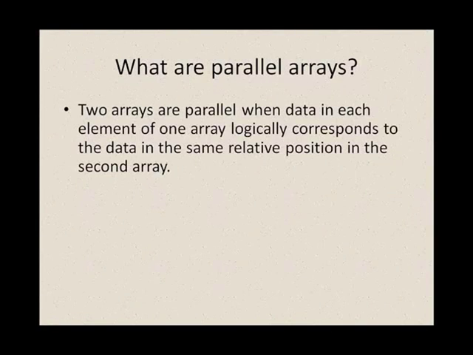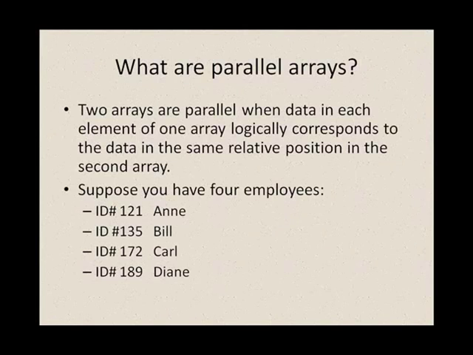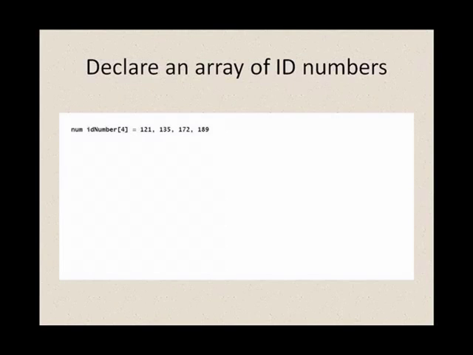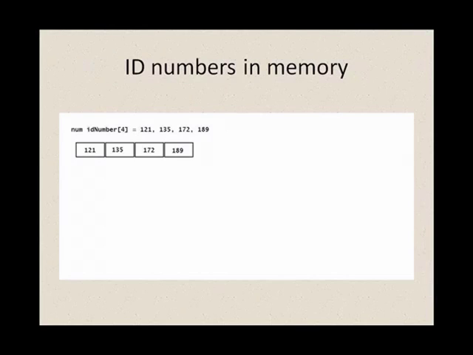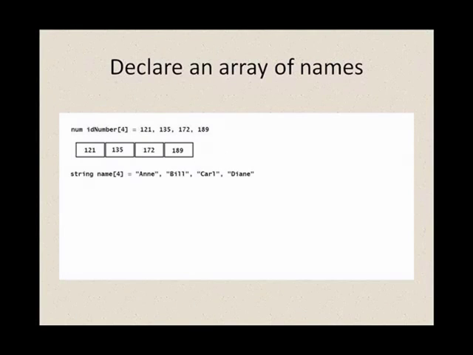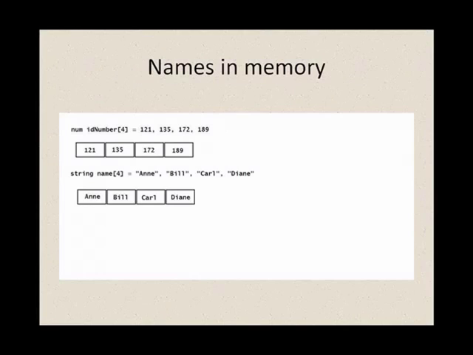the second array. For example, suppose you have 4 employees with different ID numbers and different names, and you want to be able to write a program where a user can input the ID number and output the correct name. You would start by declaring an array of ID numbers as follows: numeric ID number, 4 of them, and then list them. In memory, the ID numbers would look like this. Then you declare an array of names, and in memory, they'd look like this.